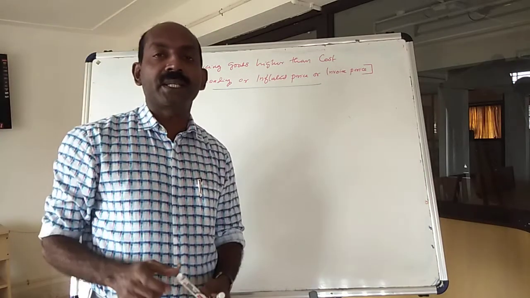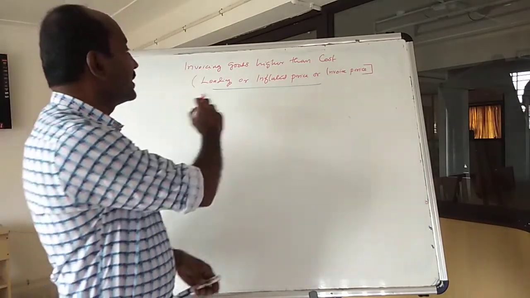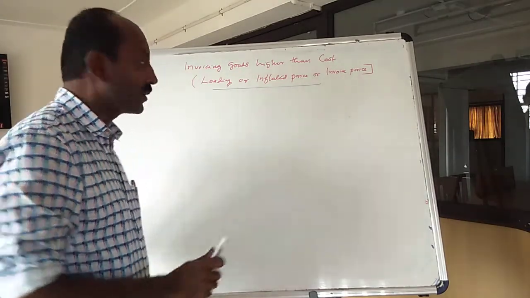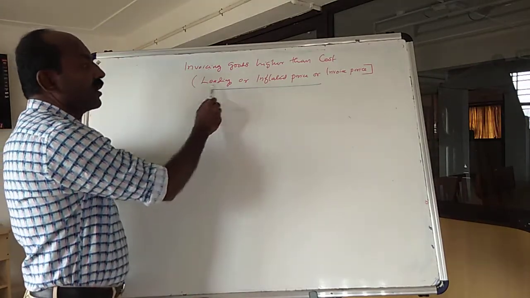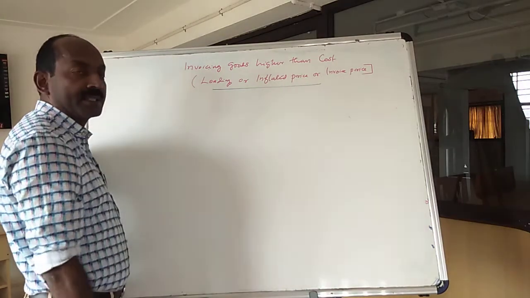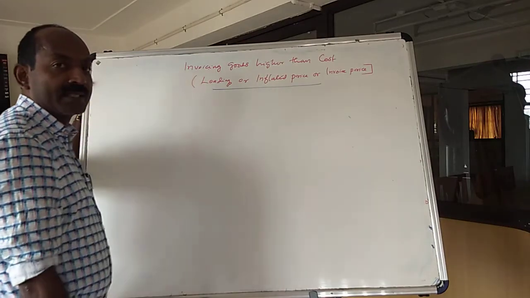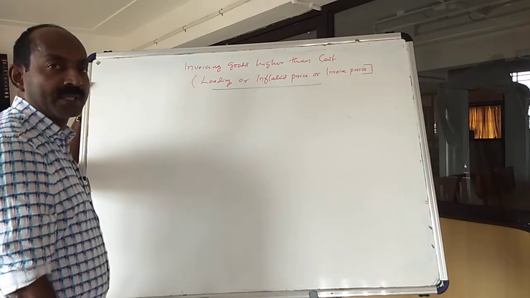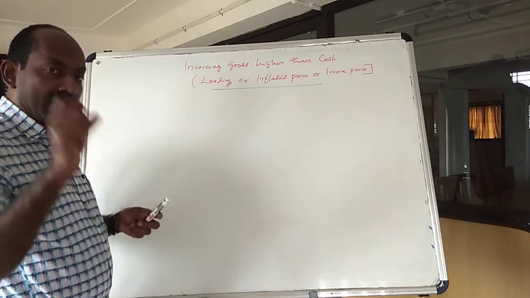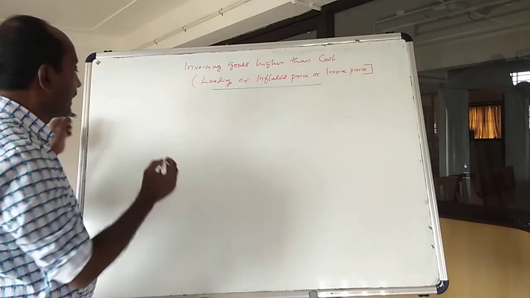So the next topic is invoicing goods higher than cost. Invoicing goods higher than cost is also called loading, or inflated price, or invoice price. Let us understand this with the help of an example.